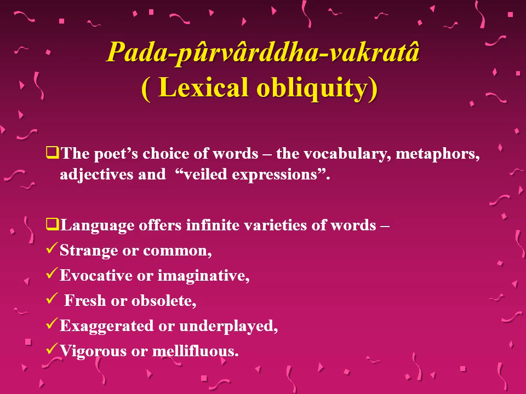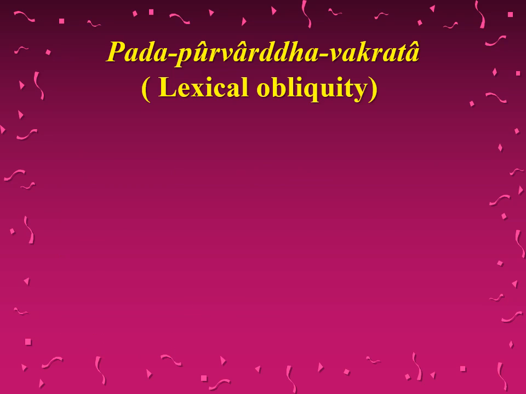So it all depends upon the choice of words, how he is choosing the right word to enhance the poetic beauty. That is lexical obliquity. So language offers infinite variety of words, but at the same time we can't deny the denotative and connotative parts of the language also. And according to Kuntak, every word can be used with two categories of meanings. One is the connotative meaning and another is denotative meaning.